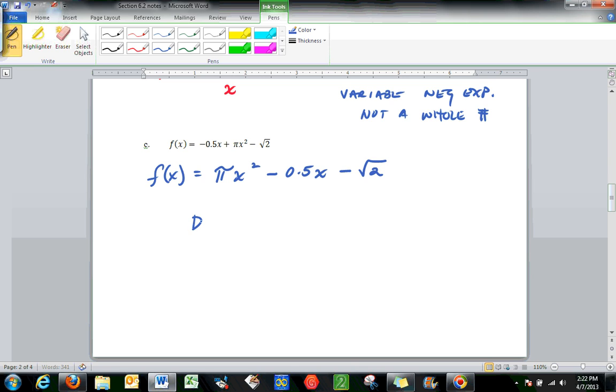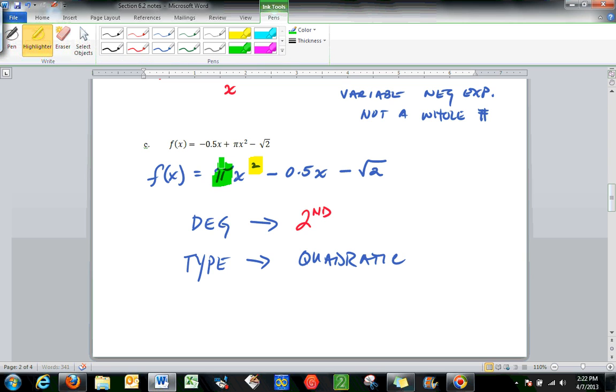The very first thing they wanted us to say is what our degree is, and the degree of the function is the highest exponent value. So we're dealing with a second degree function. The type would be a quadratic, and if you remember when we did quadratic functions, they were all second degree functions. And then the most bizarre thing here is that our leading coefficient is actually the value pi, which is 3.14, on and on and on. But it does represent the leading coefficient in this particular polynomial function.